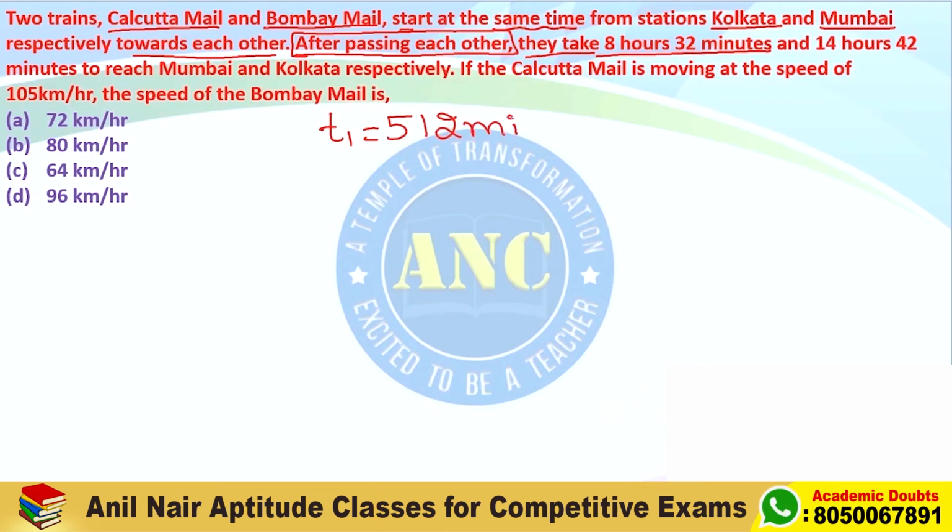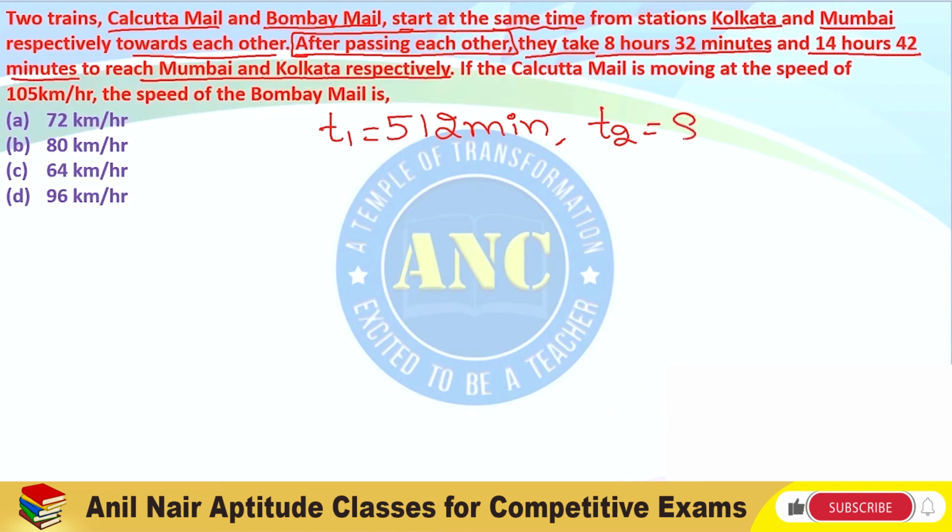It is 512 minutes. Similarly, 14 hours and 42 minutes to reach Mumbai and Kolkata respectively. The T2 value is given as 14 hours and 42 minutes. 14 into 60 is 840 plus 42, so 882 minutes is the value of T2 which they have given in the question. I hope you understand the meaning of T1 and T2, which I have very clearly explained in the concept.